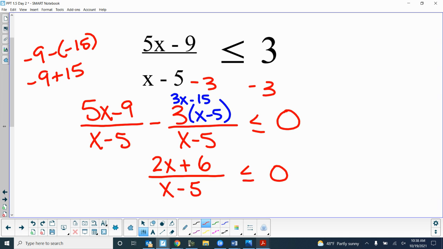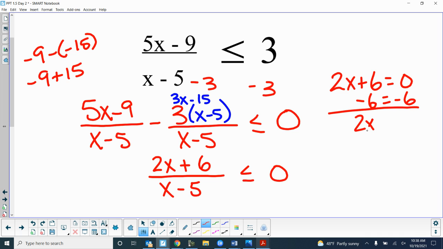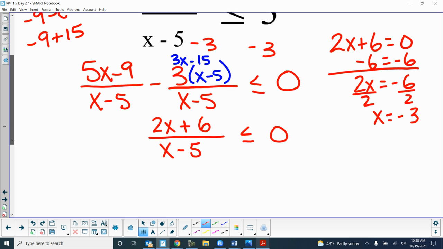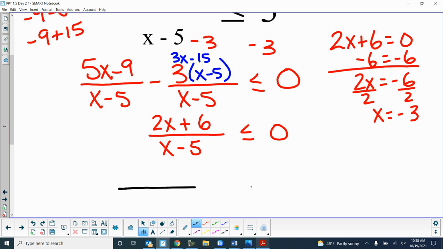So now, you look at the numerator and denominator for the critical values. What makes the numerator 0? Well, if you can't look at it and tell me, just set it equal to 0 and solve that equation. So negative 3 is one of my critical values. What makes the denominator 0? 5, right? So when I go to graph my solution, I've got negative 3 and 5.